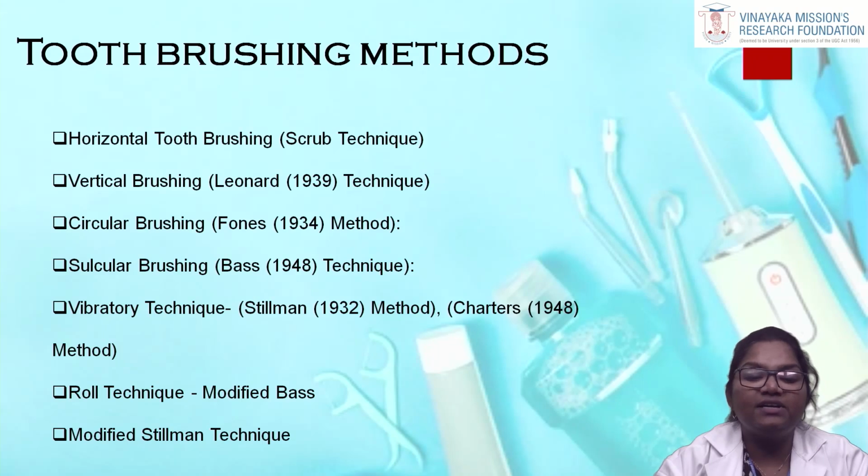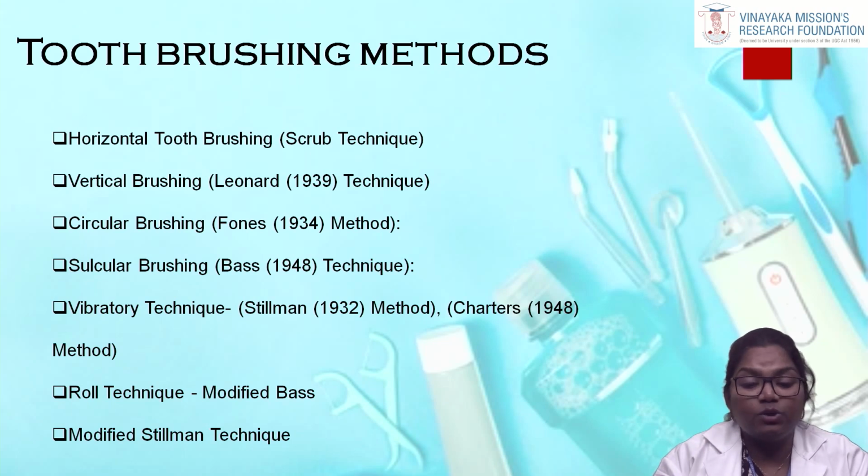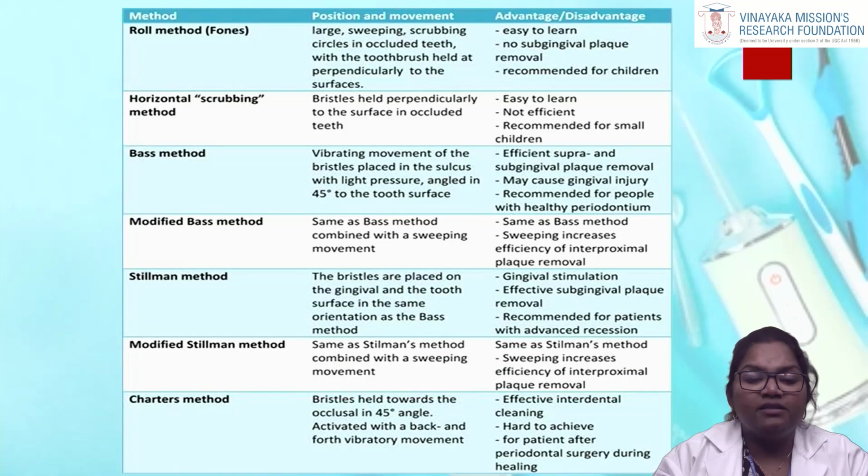Moving on, what are the different types of toothbrushing methods? We have the horizontal toothbrushing, that is called the scrub technique. Then we have the vertical brushing, that is the Leonard technique. Then we have circular brushing, vibratory techniques, roll technique, and the modified Stillman technique. In this, we are going to see the different methods.